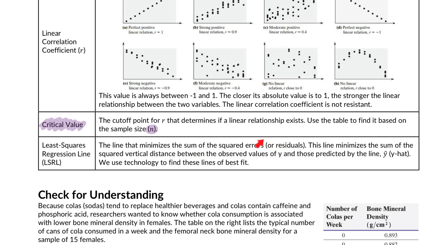meaning you'd have to find that residual, y minus y hat, for every data point, and do that for a bunch of different trend lines until you figure out the one that has the least sum of the squares. I don't want to do that by hand, do you? That's why we use technology. It minimizes the squared vertical distance between the observed values and the predicted values, y hat. We will use technology to find these lines of best fit.